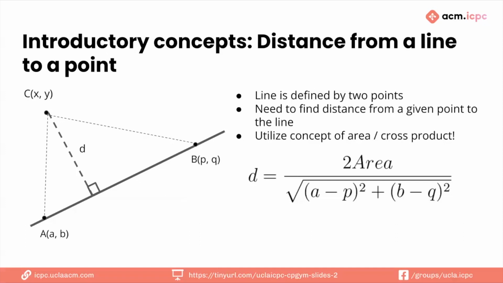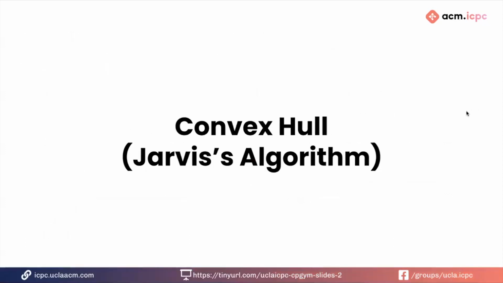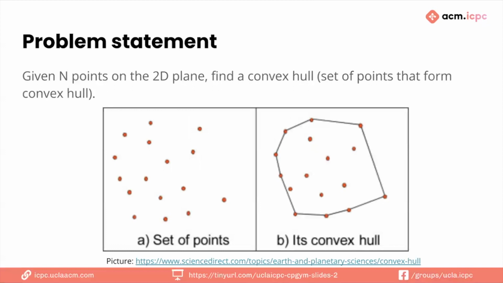Okay, so once we know this, this was the introductory concepts. Now let's move on to the more advanced concept of convex hull. So the problem statement is as follows. Given n points in a 2D plane, you want to find the convex hull. I'll define it later, or in other words, a set of points that form a convex hull.